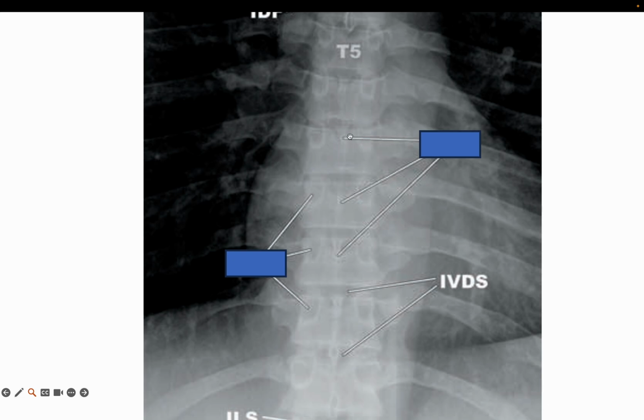So next, what are these? So this is the midline. So these are the spinous processes of that particular vertebra. The third thing is, what are these structures?